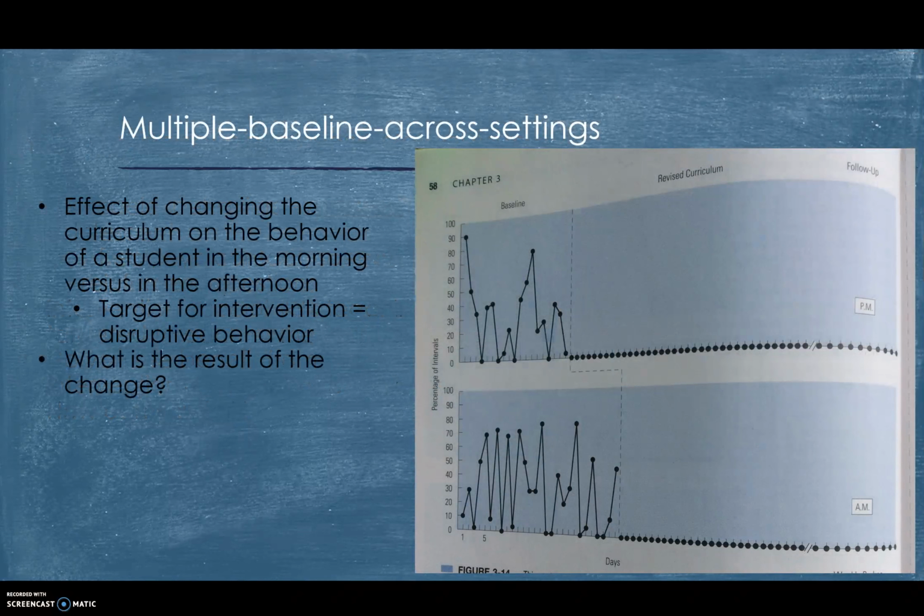Multiple baseline across settings is the 3rd type, and that would be 2 different settings we're measuring for the same person, same behavior. So for this person, it's morning and afternoon sessions. So we've got the AM and the PM, and we're determining whether the same intervention is working in either of those settings or in both of them.